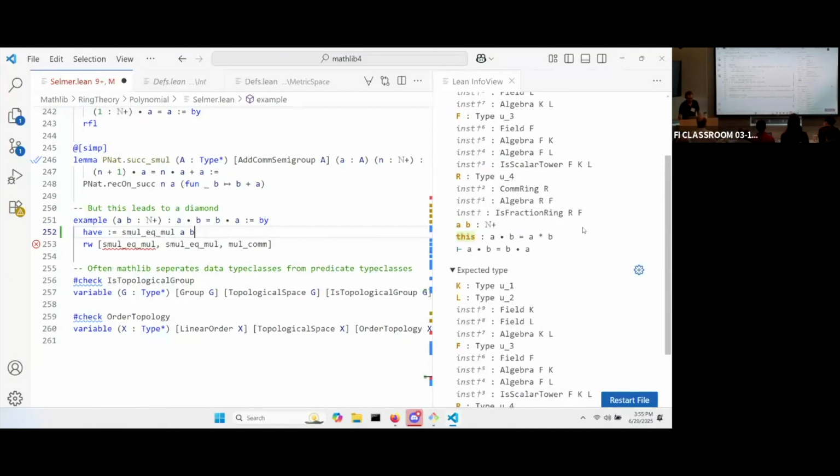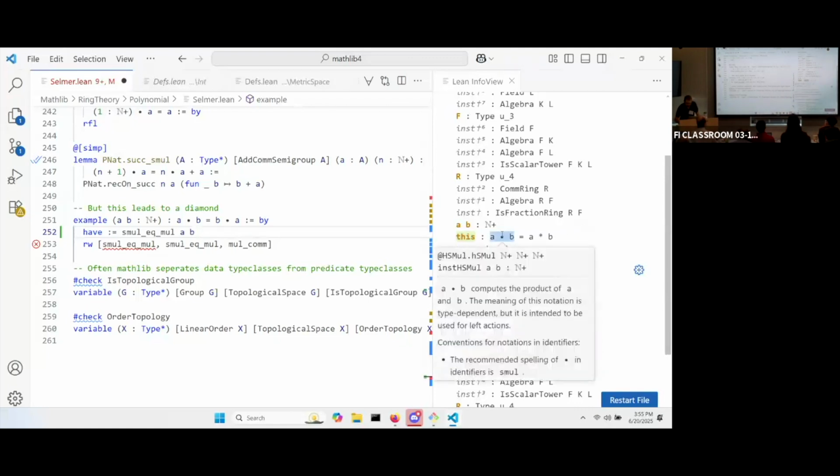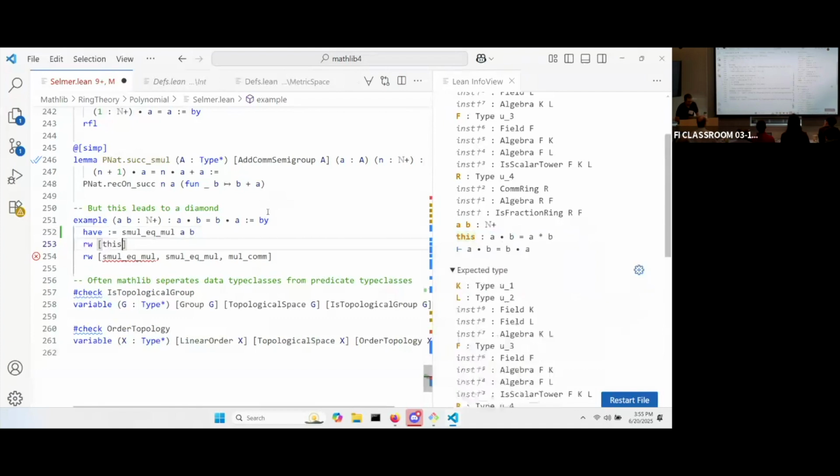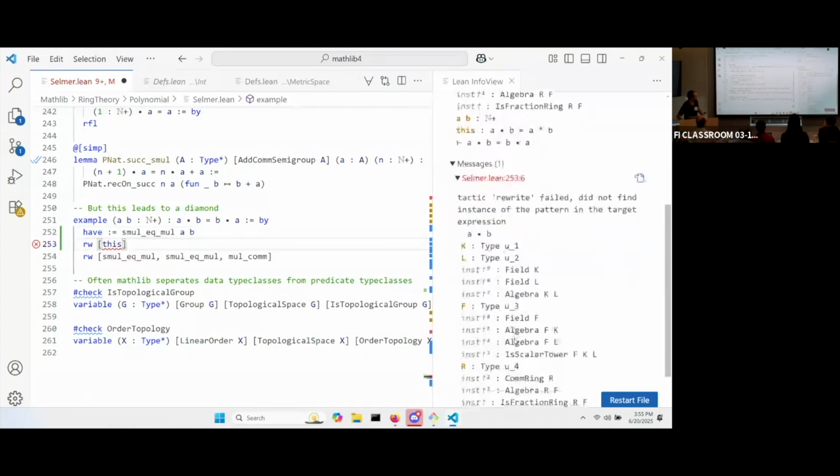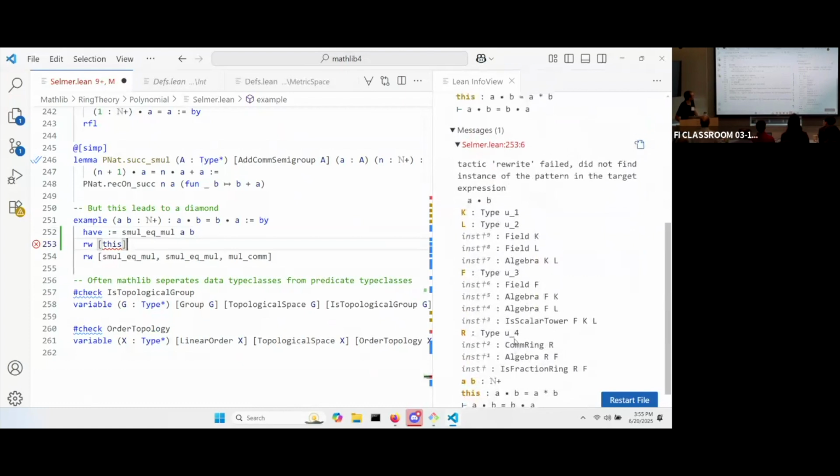And I still can't rewrite it. Then I would start hovering over things and ask, so what's going on here? You want to try rewriting to show that? Yeah, so let's rewrite with this. Still a problem. Now it can't find A dot B and A dot B. And so now I'm really confused.